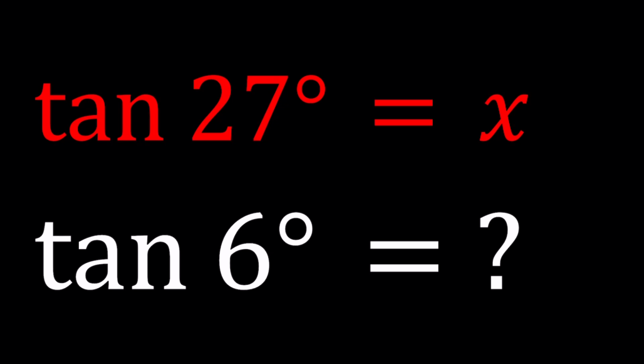Make sense? Obviously, you can find numerical values, maybe, right? But that's not the goal. We're going to find it in terms of x. So we want to find a relationship between the 27 degrees and 6 degrees.